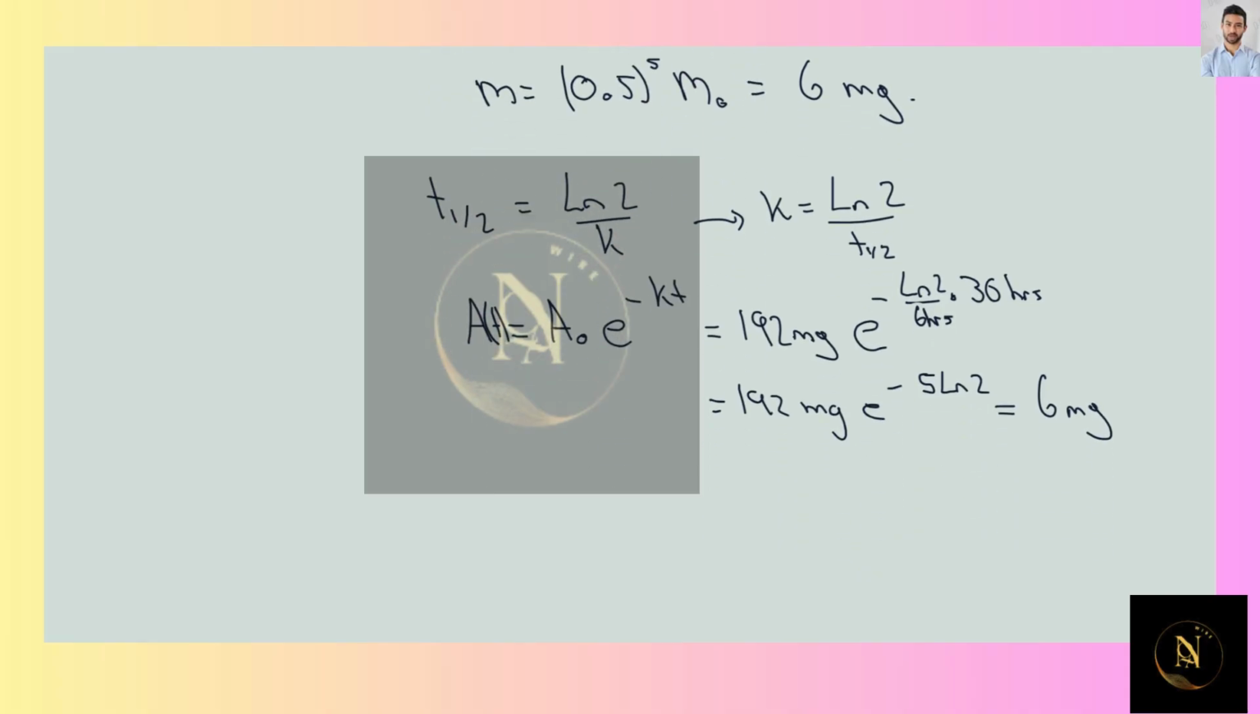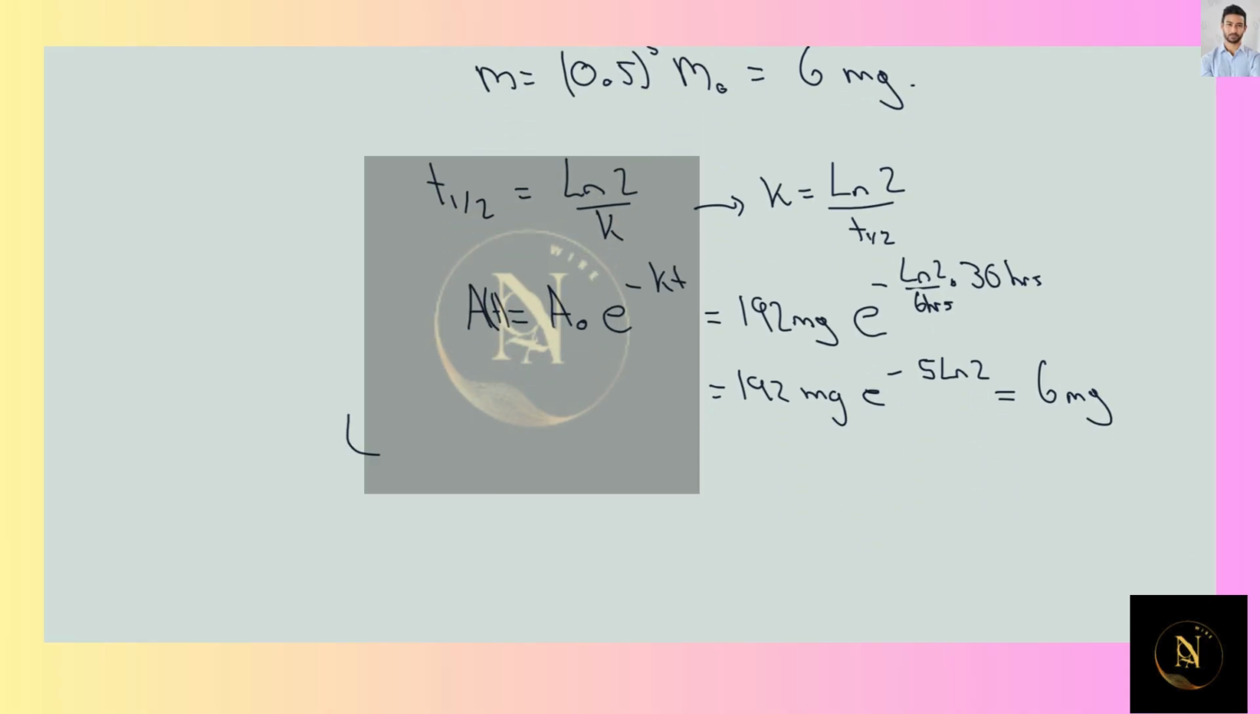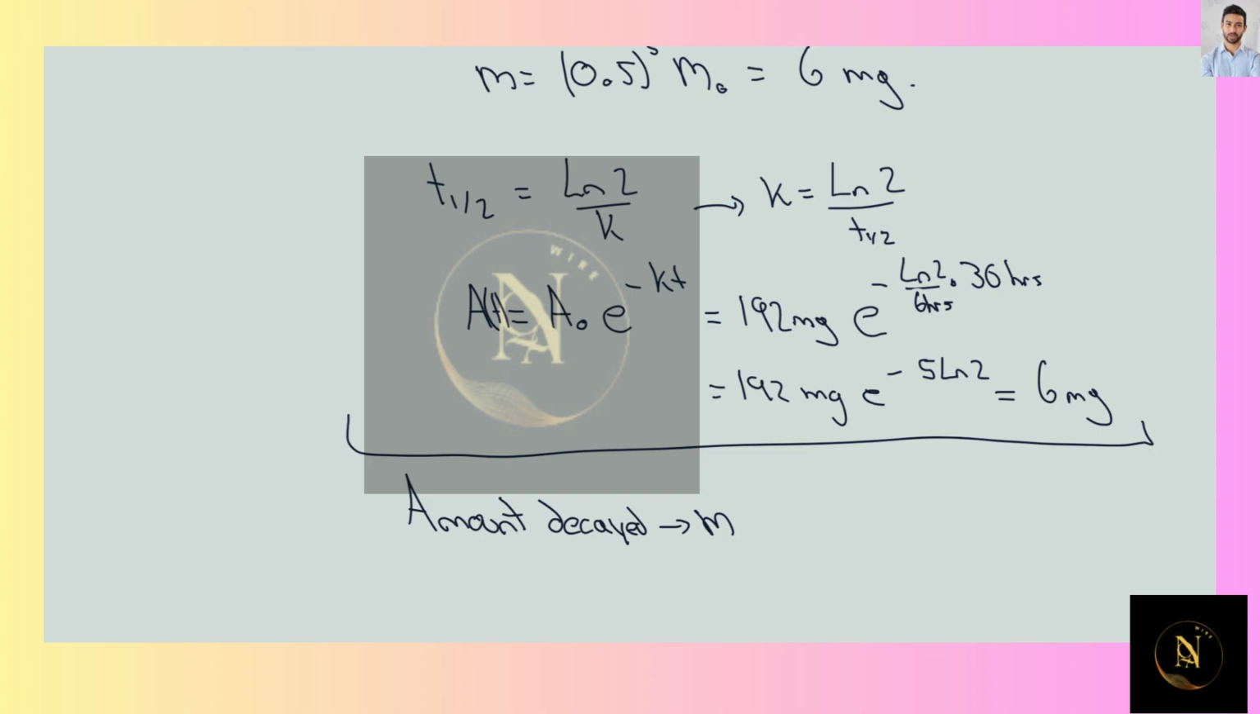So how much of the sample will have decayed? The amount that decayed is going to be the initial mass minus the final mass, which will be 192 minus 6, 186 milligrams. How much is left, or the amount left, is going to be equal to 6 milligrams.